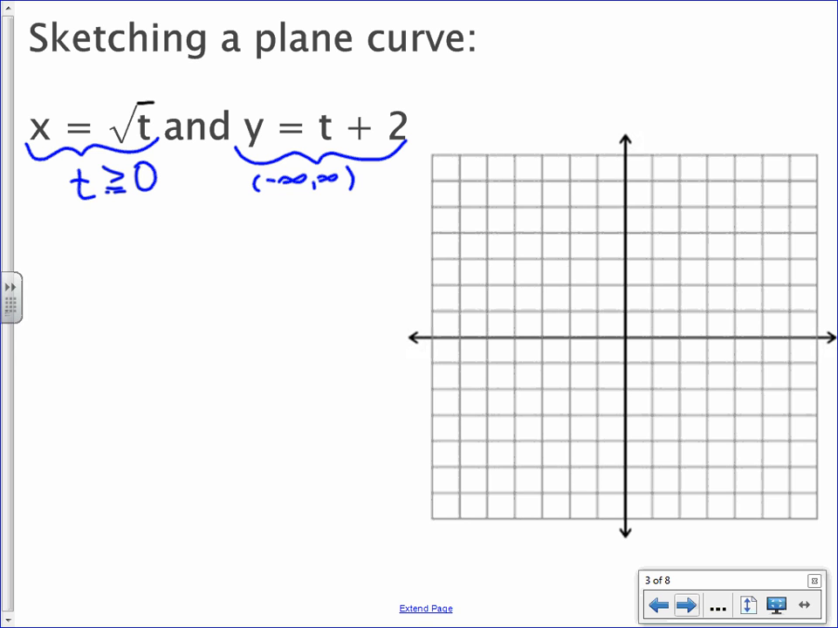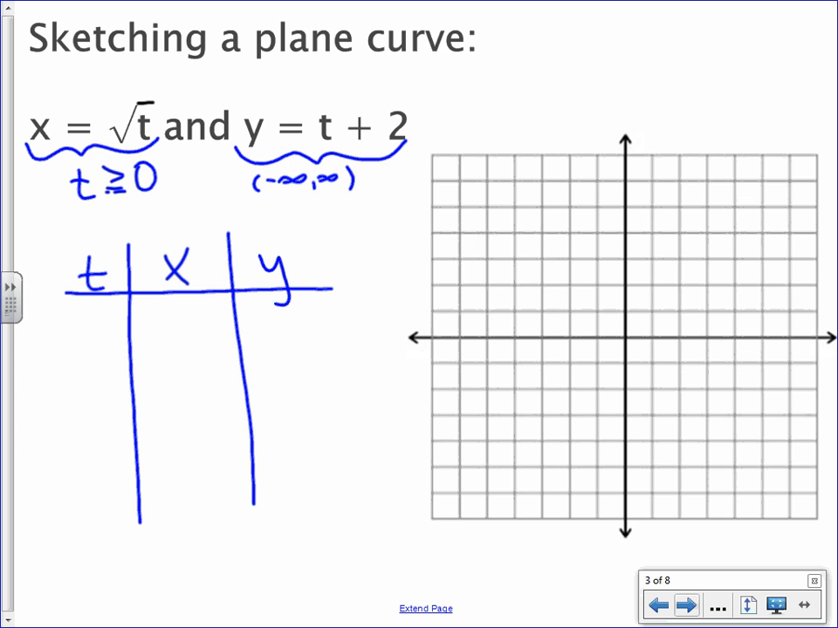So when we go to graph this and we start making our x, y, t chart, where should we begin? We should begin at 0. So let's do this. When we plug 0 in, what do we get for x? What do we get for y? When we plug in 1, what do we get for x? Radical 1, which is 1. How about for y? 3.